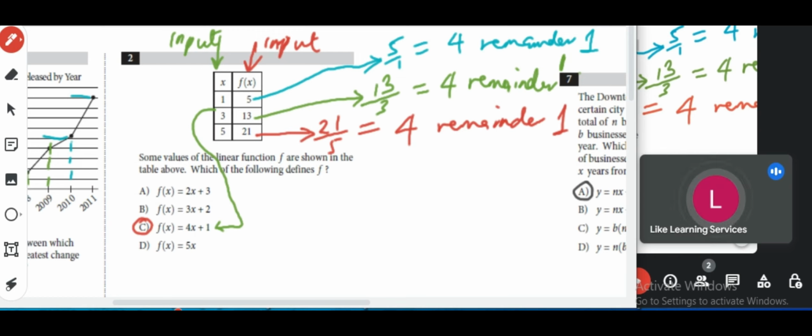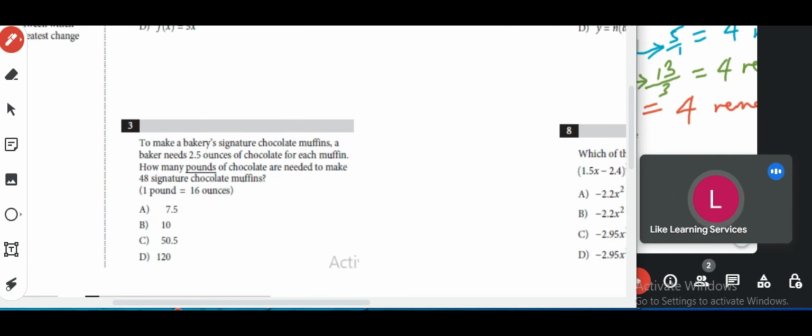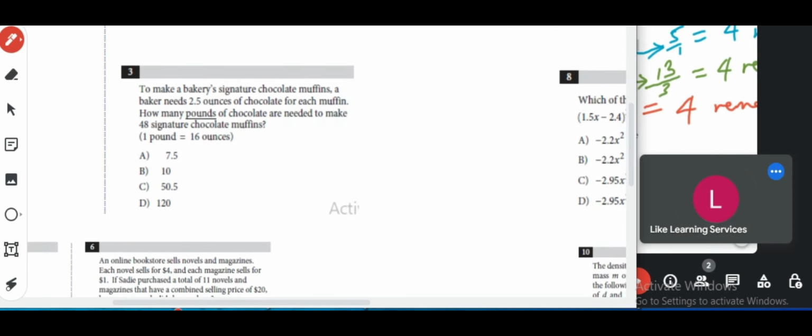Please confirm if you understood what I did. I do. I understand. Okay, let's go to the next one, number 3. It says to make a bakery signature chocolate muffins, a baker needs 2.5 ounces of chocolate for each muffin. How many pounds of chocolate are needed to make 48 signature chocolate muffins?